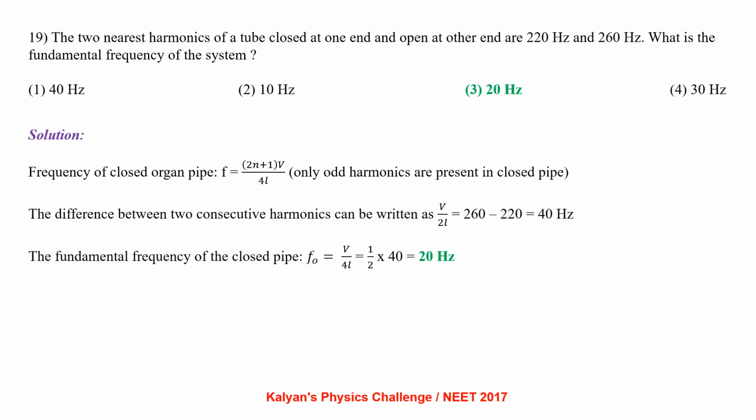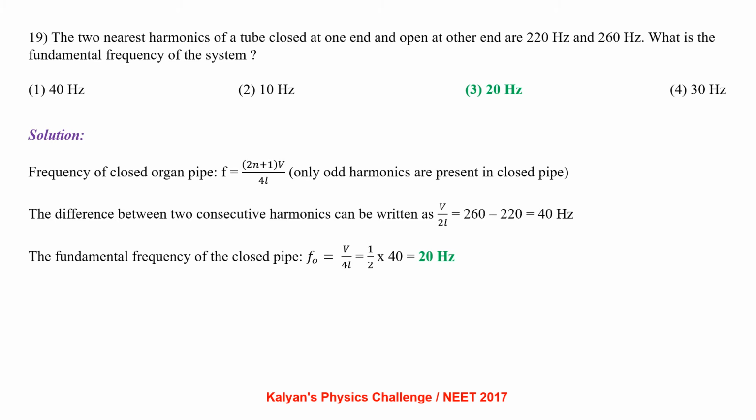The two nearest harmonics of a tube closed at one end and open at the other end are 220 Hz and 260 Hz. What is the fundamental frequency of the system? As you can see, the tube is closed at one end and open at the other end. It is a closed organ pipe.